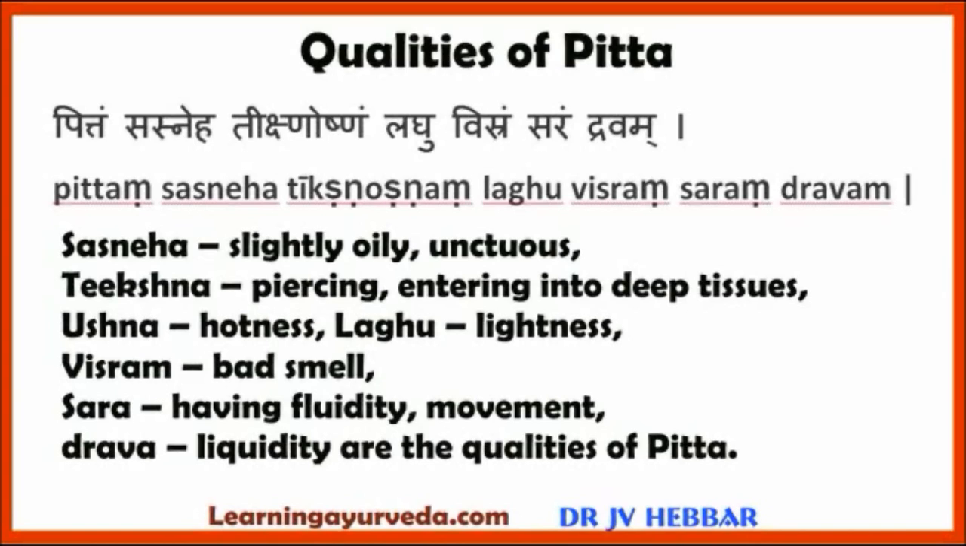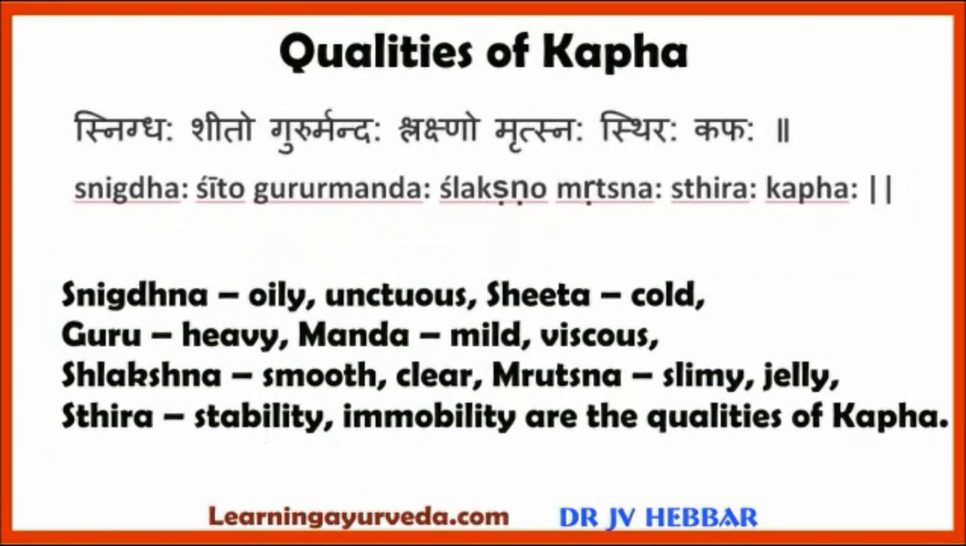Oiliness, unctuousness, piercing quality, entering into deep tissues, hotness, lightness, bad smell, having fluidity, movement and liquidity are the qualities of Pitta. Next, qualities of Kapha. Snigdha shito gurur mandaha shlakshno mrasna sthiraha kafaha. That means oily, unctuousness, cold, heavy, mild, viscous, smooth, clear, slimy, jelly, stability, immobility are the qualities of Kapha.